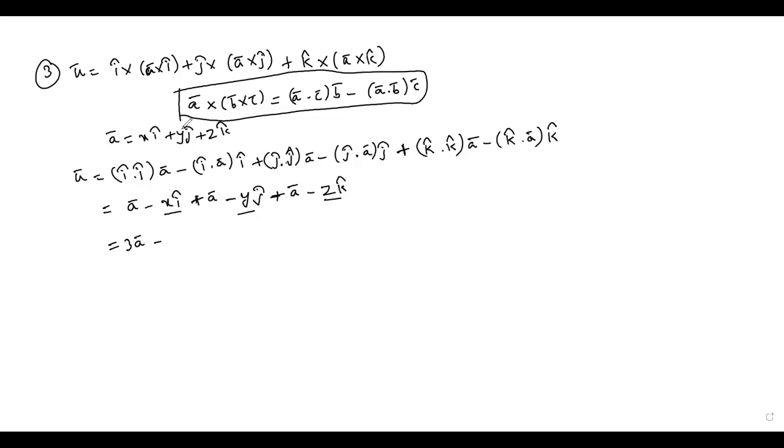Take minus common. Xi plus Yj plus Zk is nothing but which one? A bar. 3A bar minus 2A bar, that is 2A bar. Now which option is correct? Option B is the correct one. Okay.